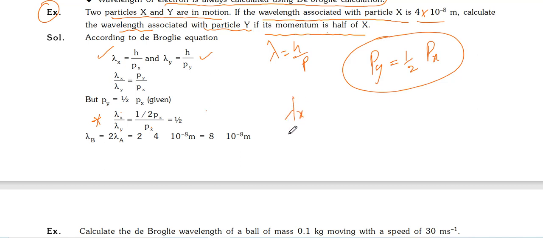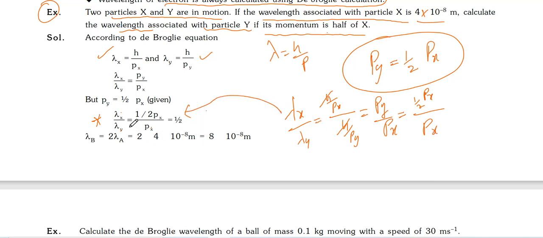Lambda x by lambda y, you just apply the same formula two times. Lambda x by lambda y means h by px divided by h by py. So h will get cancelled, then it becomes py by px. For py we can write half px, by px. Same step is given here. So lambda x by lambda y equals half, and lambda x you already know, so lambda y is 2 into 4 into 10 power minus 8, that means 8 into 10 power minus 8 meter is the wavelength of y. Understood? You can calculate like this.